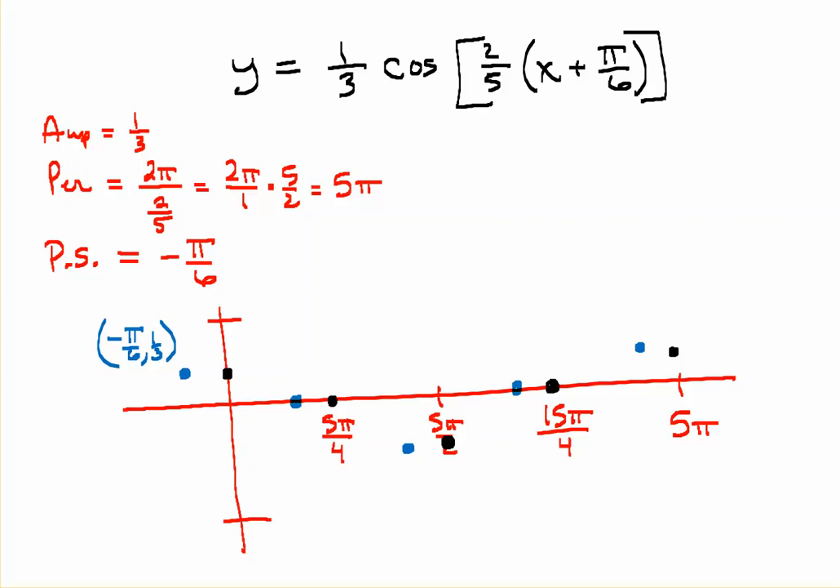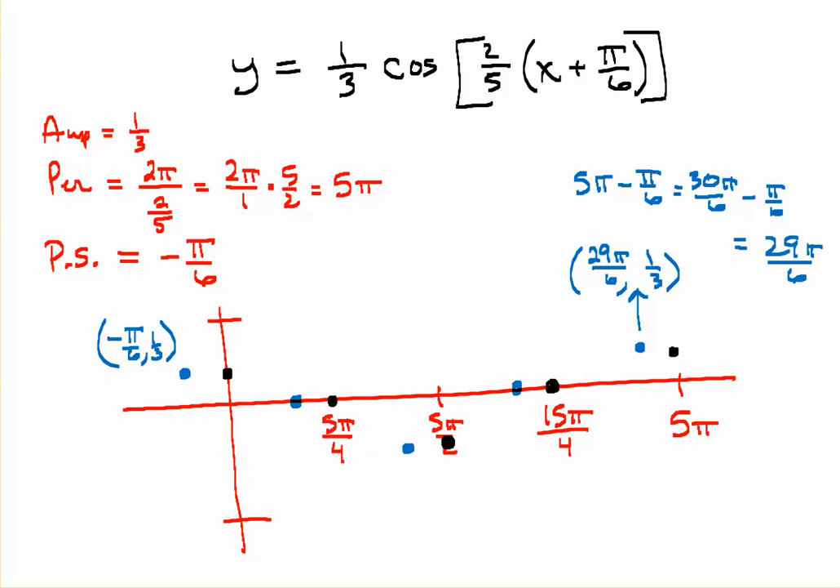Cool. This would be, let's see, wouldn't this be 5 pi minus pi over 6? Technically. I have to get common denominators, of course. So how about 30 pi over 6 minus pi over 6. Therefore, we get ourselves a 29 pi over 6. That's my x coordinate, and then my y coordinate is 1/3 still.